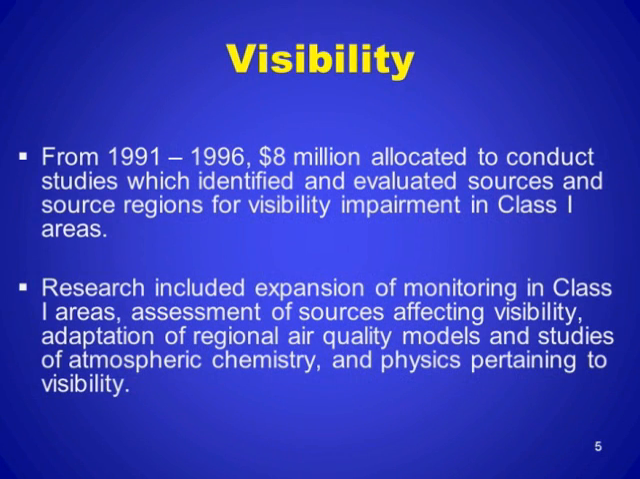From 1991 to 1996, $8 million was allocated to conduct studies which identified and evaluated sources and source regions for visibility impairment to Class 1 areas. The research included expansion of monitoring in Class 1 areas, assessment of sources affecting visibility, adaptation of regional air quality models, and studies of atmospheric chemistry and physics pertaining to visibility.